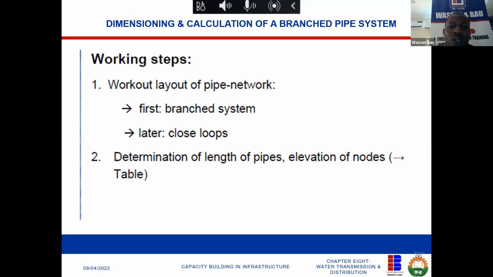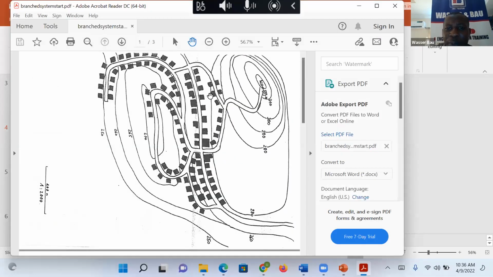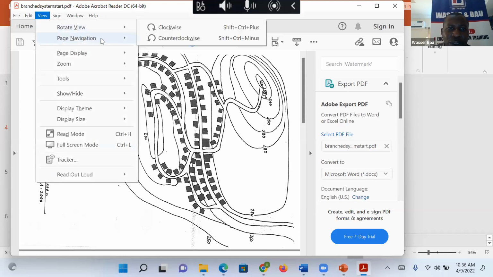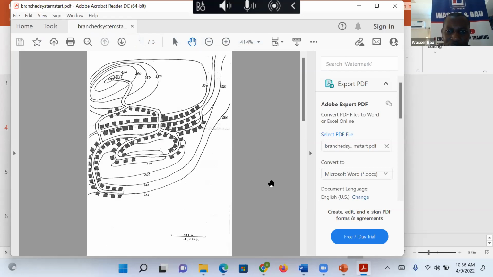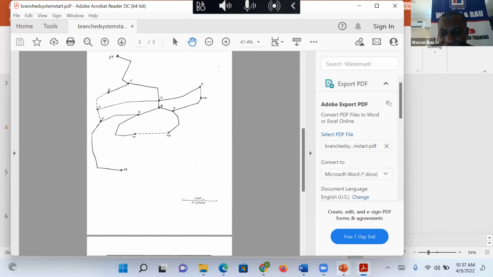So then close loops. For working out the pipe layout, by seeing my layout, I know that I need to use a branch system here. Because if you look at it, you see that the houses are not clustered, they are branching off. So I've established that, so I'm going to use the branch system.